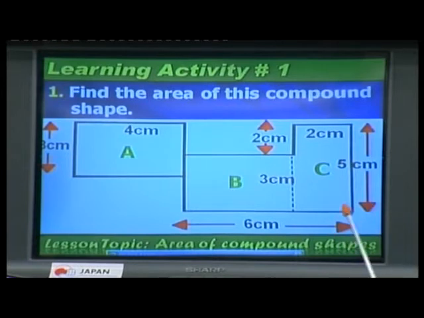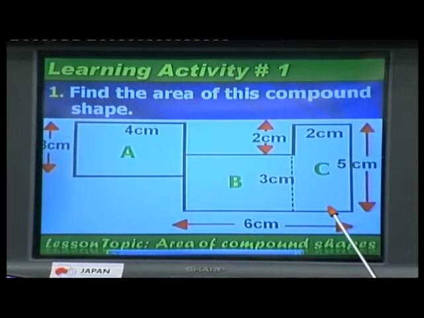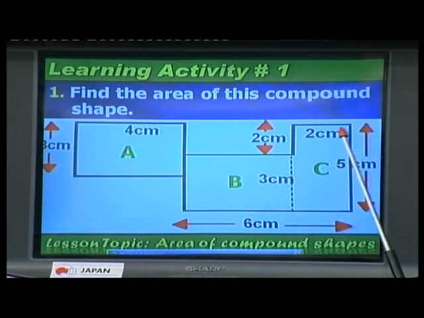So this is one way that you can work out the measurements of a compound shape. Some measurements will be given, some will be left out or will not be written on the shape. For instance here, we have the total distance given, and we know that part of area C is given, which is 2. But we want to know the length of area B. You have given the answer as 4 centimeters. So 4 centimeters is the length, and we know the width is 3 centimeters. That is for area B. How about C? We have the measurements given there: 2 centimeters and also 5 centimeters.